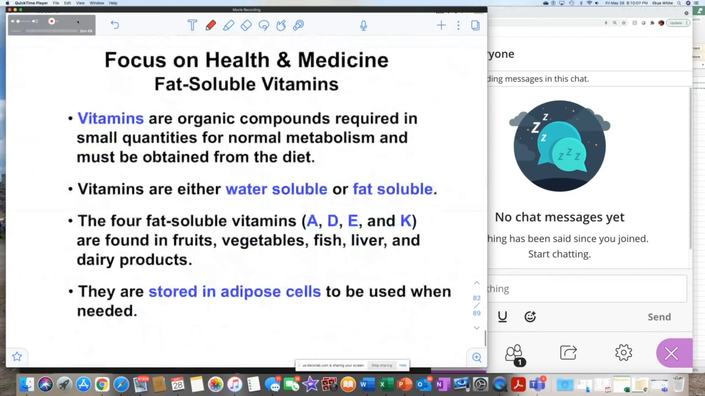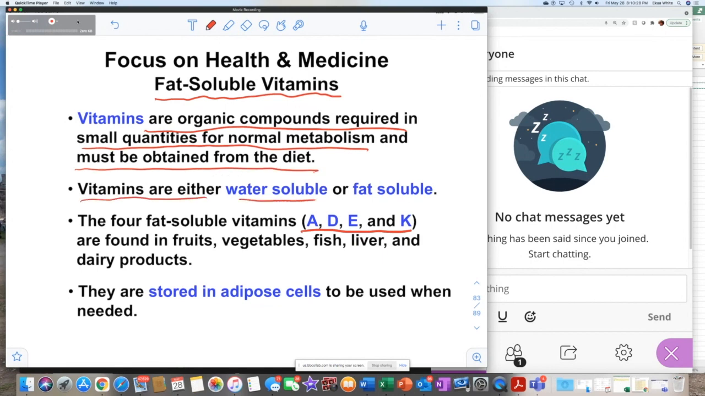I'm almost done. Finally, we have fat-soluble vitamins. And earlier we talked about fat-soluble vitamins, and I mentioned ADEK, right? Fat-soluble vitamins essentially being fats, right? Vitamins are organic compounds required in small quantities for normal metabolism and must be obtained from diet. Vitamins are either water-soluble or fat-soluble. So the ones that are not listed here are water-soluble.